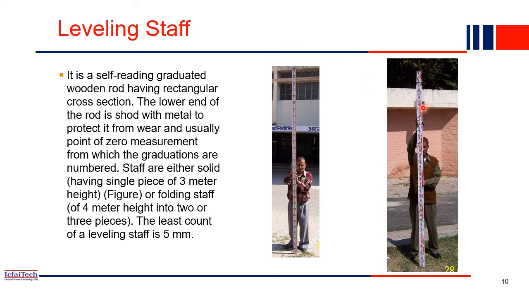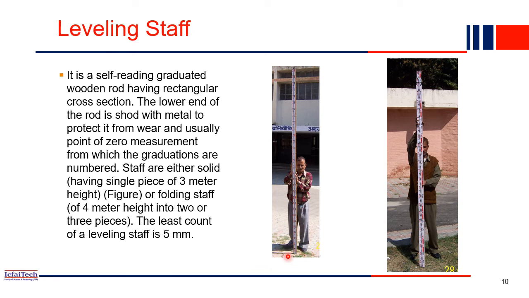Folded type means you can keep it or fold it, then that's reading stuff. Here, you see the zero at the bottom and then gradually the markings, right? And 5 millimeter is the least count of the scale. So a self-reading graduated wooden rod, or sometimes a steel one, can be used. At the lower end of the rod there is a metal plate at the bottom, which prevents the wear and tear of the entire staff.